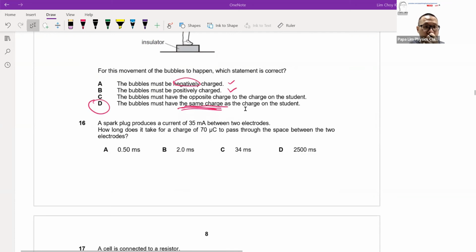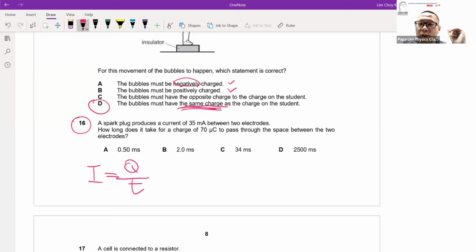Now the current. How long does it take? Question 16 is an easy answer. It's an easy question, but it requires students to take note of two things. First thing is the formula. Current is the rate of flow of charges, which is Q over T. And after that, students need to take note of the prefixes, milli.